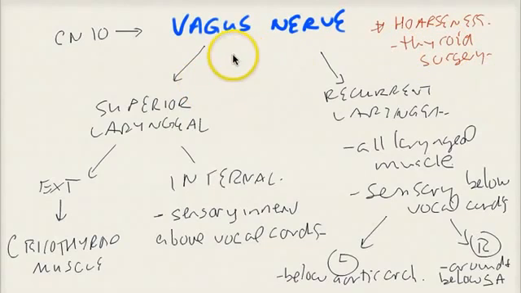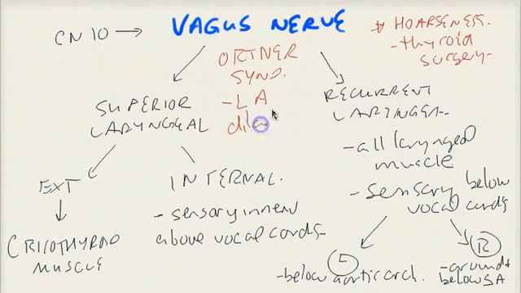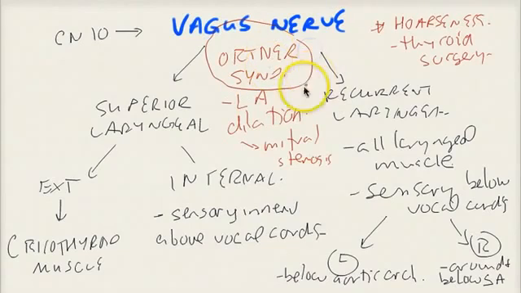Now, there's a condition known as Ortner syndrome. Ortner syndrome is an impingement on the left recurrent laryngeal nerve due to a dilation of the left atrium. Now, this left atrial dilation is due to mitral stenosis. So, when you see mitral stenosis, that leads to left atrial dilation, and that can impinge on the left recurrent laryngeal nerve. So you can also see hoarseness, and that's due to Ortner's syndrome.